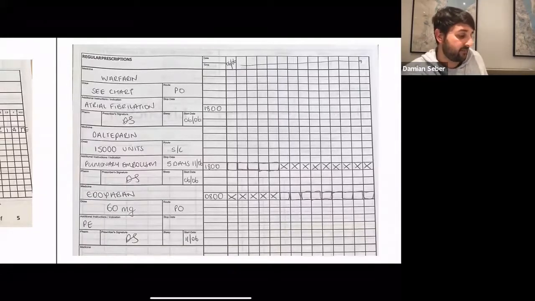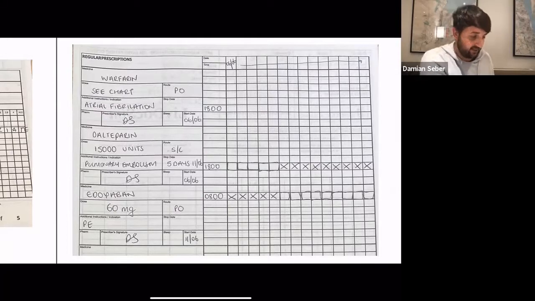And then for your edoxaban, it's the same. Write the name of your drug. I use block capitals because then it's not ambiguous. Your dose, your route. So this is oral instead of subcutaneous. Your indication, your signature. And then block out the first 5 days, and then use the squares for the rest.